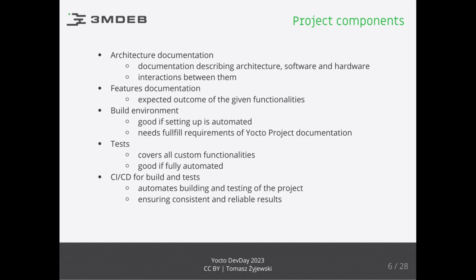So now we can switch to the project components. At the beginning, when we want to plan our project, we need to prepare and create the architecture documentation. That is the documentation that describes the whole hardware that we'll use, the software, and how they are connected. Then we'll have the feature documentation. This is the most important part of any given project, because it will tell us what we want to provide within our image and how it should work.